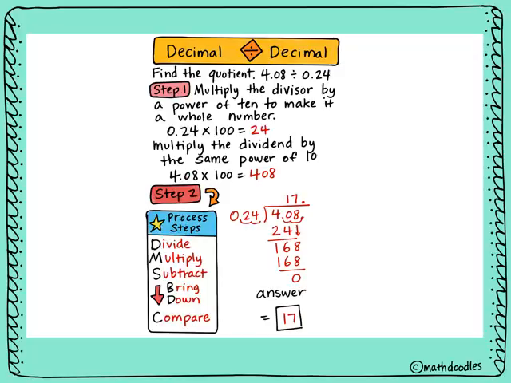Okay, so now we have 24. It cannot go into 4, so now we're going to go to 40. 24 goes into 40 once, put that on top. 1 times 24 is 24. 40 minus 24 is 16. You're going to bring down your 8, so now you have 168. Apparently 7 times 24 is 168. So now you're going to subtract that out and get 0. Okay, so your answer for this is going to be 17.